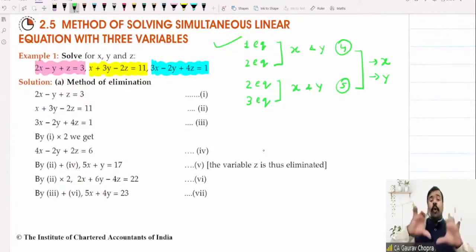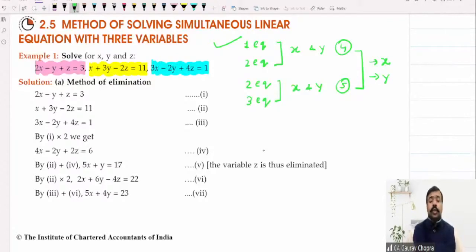So this is the proper, lengthy method to solve the equations. But we are having the options in our examination pattern, so it becomes very easy for us to solve using the options. All right, so we will solve all these questions using options, but this is the method which I have discussed here.